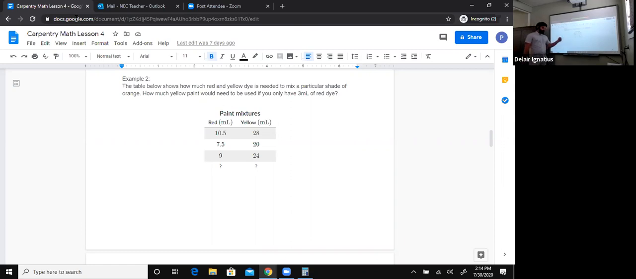So if you have a 3-to-1 mixture, cement to water, and you want to use 9 parts cement, how much water do you need? Okay. So this is the second example talking about proportion.